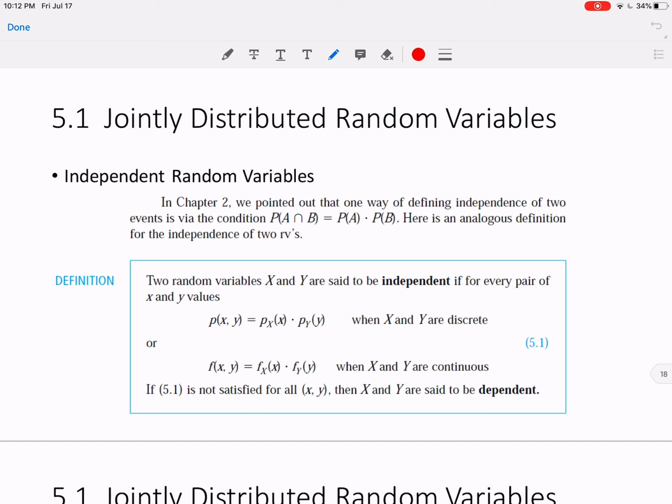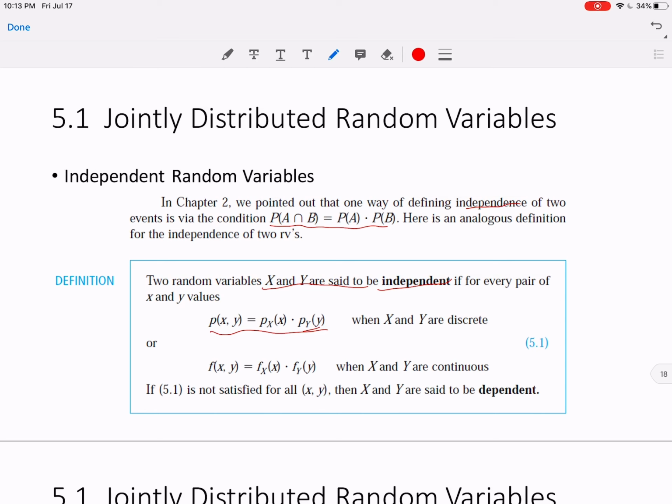In chapter 2, we pointed out that one way of defining independence of two events is that the probability of A intersection B is equal to the probability of A times the probability of B. And here's an analogous definition for the independence of two random variables. Two random variables X and Y are said to be independent if, for every pair of x and y values, when they are discrete, the joint PMF P of x, y is equal to the product of the two marginal PMFs, which means P of x, y is equal to P sub X of x times P sub Y of y.